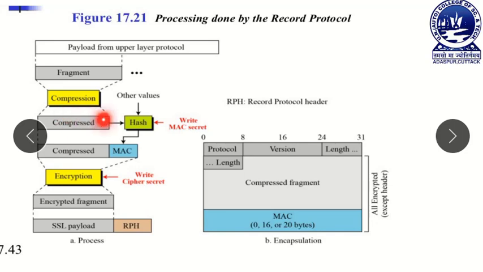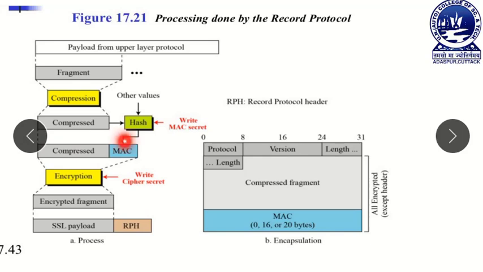In this compressed message, it uses a hash algorithm or hash value. This hash algorithm takes the compressed message and the write MAC secret. Then it also takes other values. After that it generates a new MAC value, and now this new MAC value is added to our compressed message.